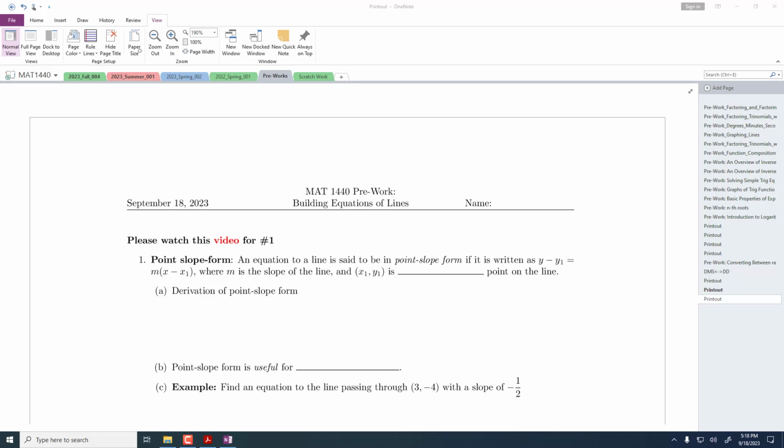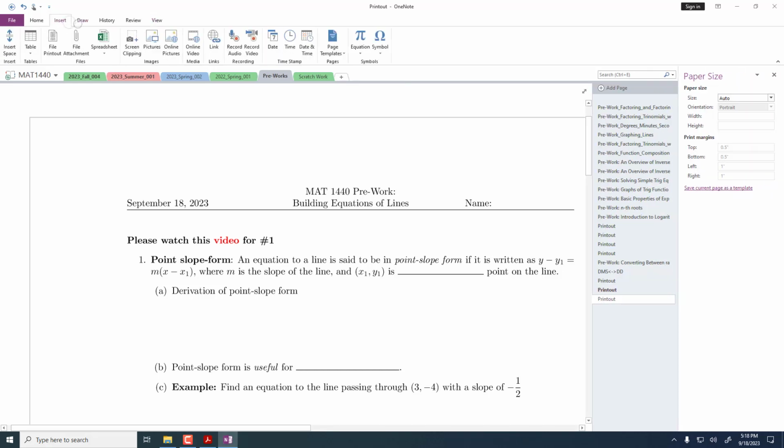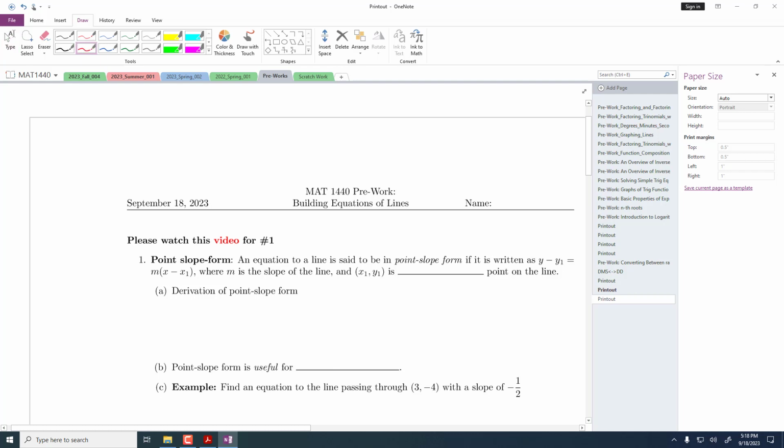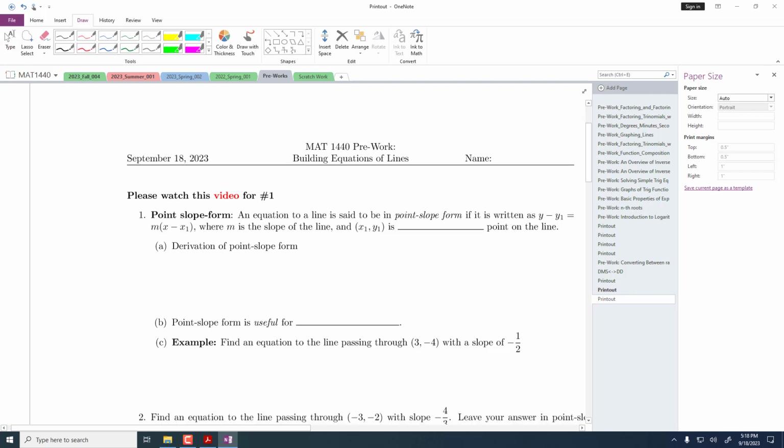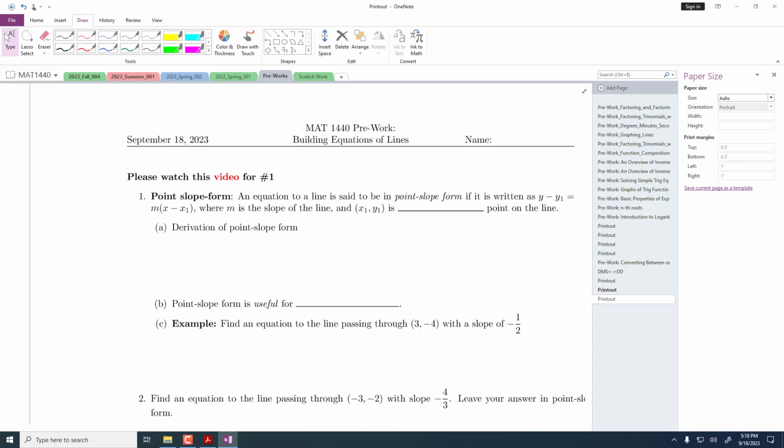So folks, if you remember, in one of our earlier pre-works, we discussed the benefits of the various forms of a line. For example, we've looked at the form ax plus by is equal to c, and we've also looked at the form y is equal to mx plus b. I know that sometimes students have a favorite form of the line. However, it is important that you learn all three. Each one has its own usefulness.